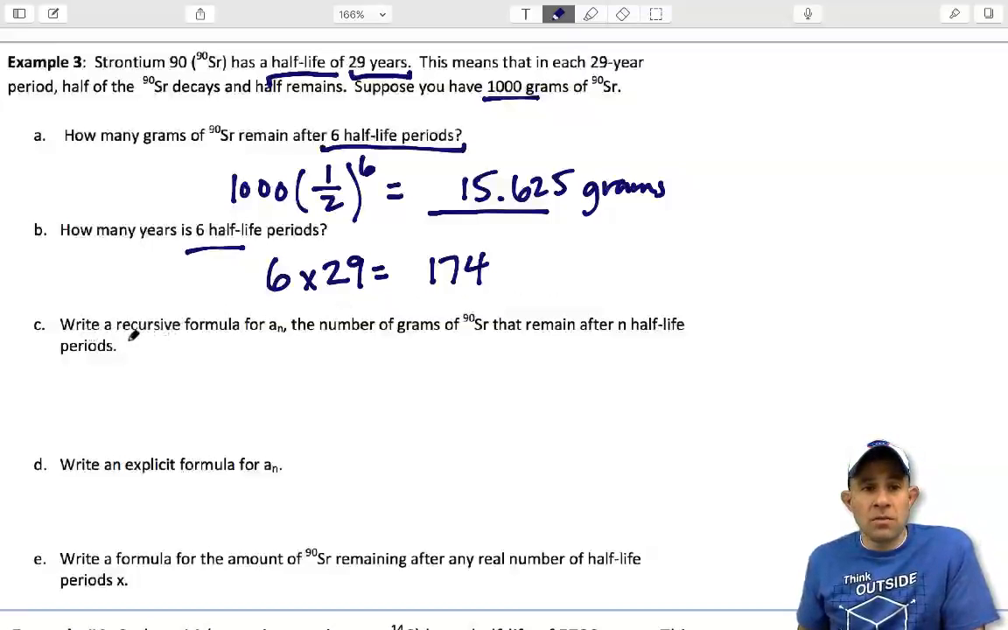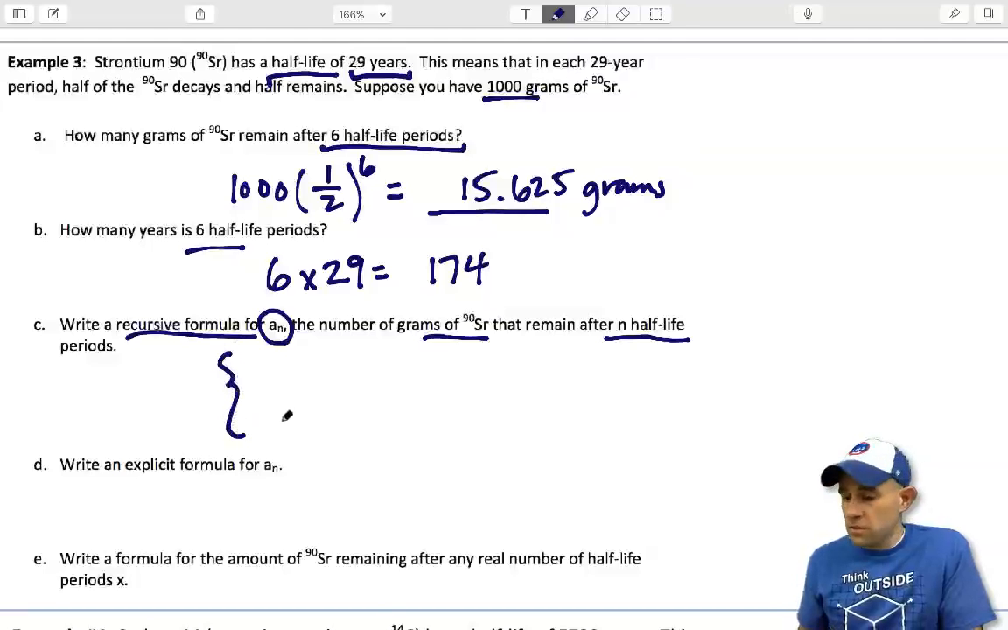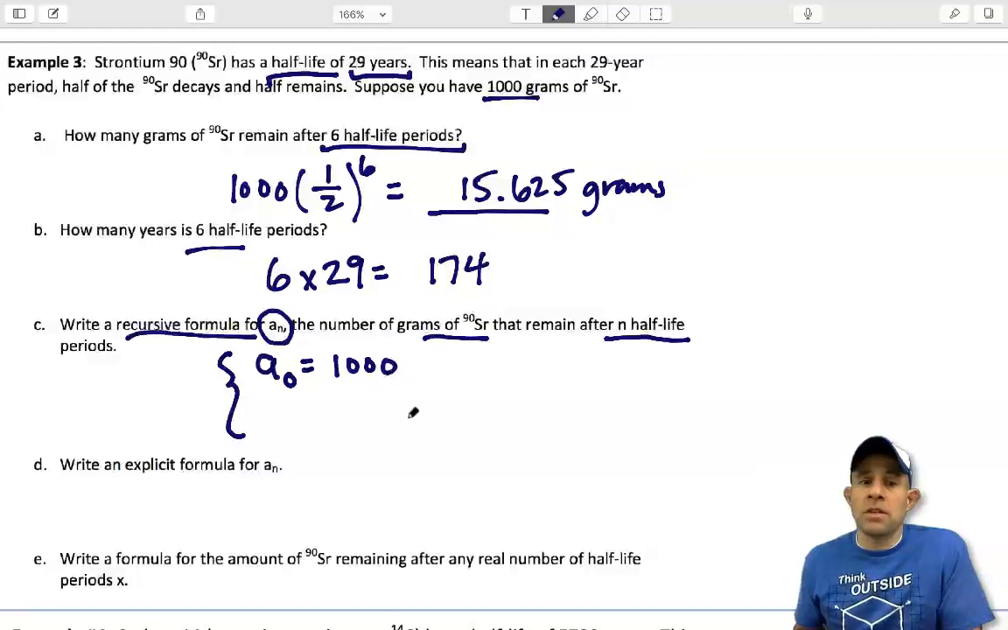All right, part C wants us to write a recursive formula for A sub n, the number of grams of strontium-90 that remain after n half-life periods. So let's start off with our recursive formula. Our initial amount will be our first term here, and that initial amount is 1,000. Now notice that my subscript is 0 and not 1, because n represents the number of half-life periods. So A sub 0 would be my initial amount before I even take one half-life.